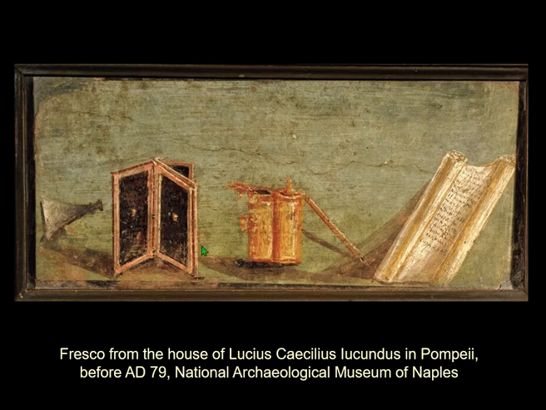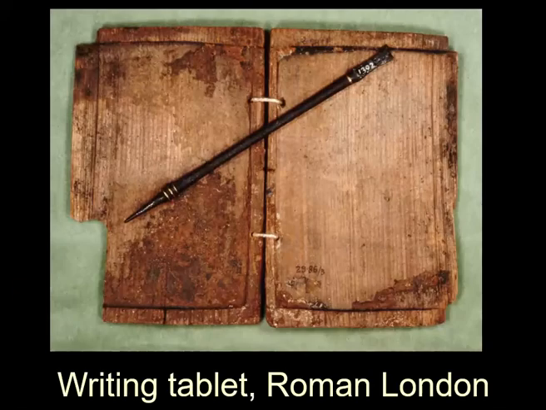So the structure is made of wood, and it's filled with blackened beeswax. And so then you write on it. And this is another way of recording things, and you can write on it, and you can send it to people. This is an actual archaeological one. It's from Roman London, where they found a lot of these in the lower parts where it's waterlogged.